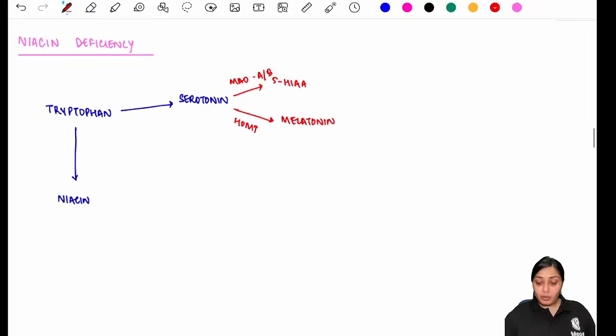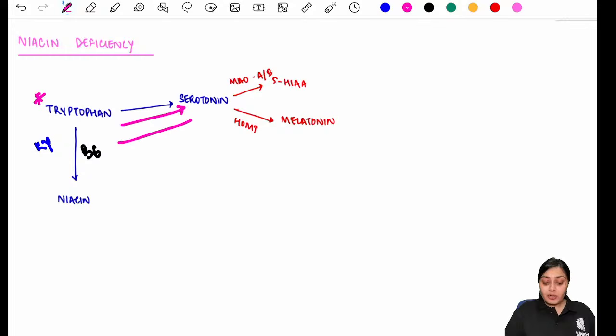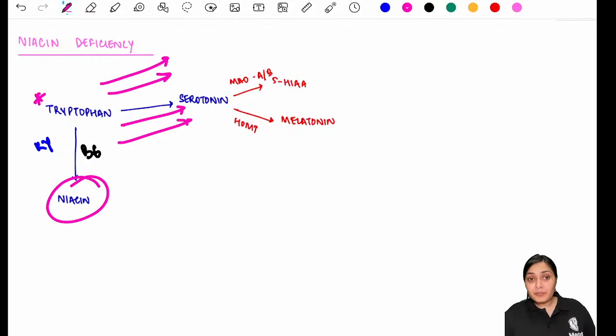So niacin, very important vitamin, B3. Niacin is produced from tryptophan. This tryptophan undergoes kynurenine pathway to form niacin, and a very important cofactor of this pathway is B6. Also, this tryptophan forms other things like serotonin, and the serotonin can further form melatonin and 5-HIAA, other metabolites. So, if there is tryptophan deficiency, what will happen? My niacin won't be formed. I will have pellagra-like symptoms. If my body is producing too much serotonin by serotonin pathway, my niacin would be deficient, right?